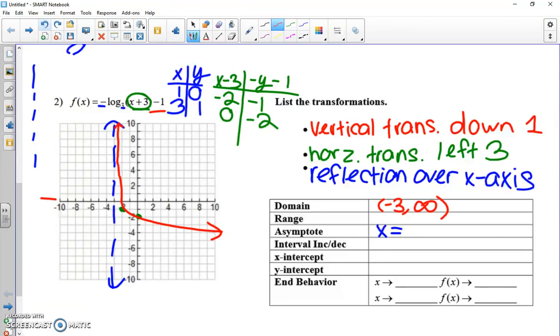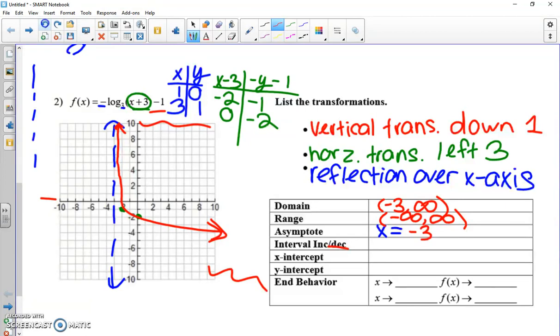And the range this time is all real numbers because this is going down to these negative numbers and up to the positive numbers, right? So the range this time is -infinity to +infinity. So it switches. Remember, the domain and range flip for logs and exponentials. All right, so we already determined the asymptote was at -3, right?